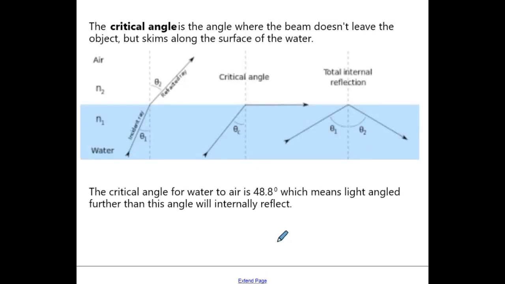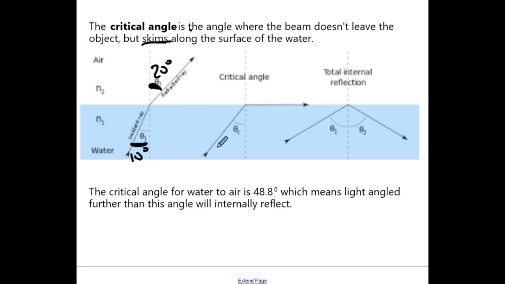So here's kind of another picture that illustrates this. The word we use is it's known as the critical angle. The critical angle is the angle that you need to have so that the beam can't leave the object, and so that at least it skims along the surface of the water. Like right here, see this angle right here? This angle right here is allowing it to have a larger angle here, right? The angle is increasing. This might have been, say, 10 degrees, but now it's increased to 20 degrees.